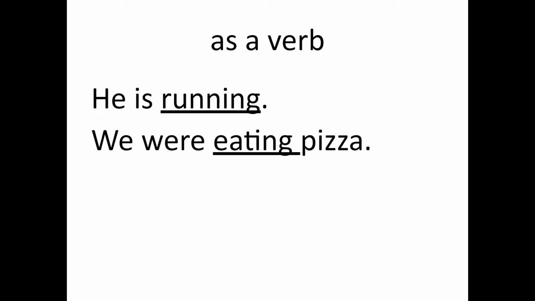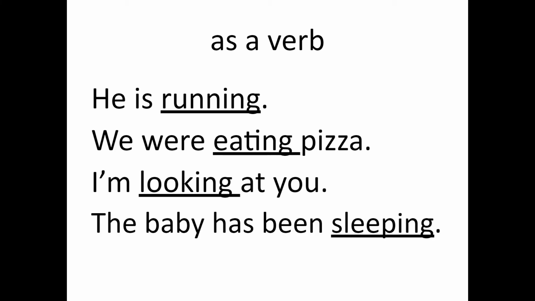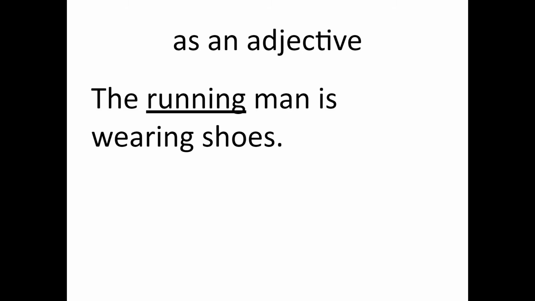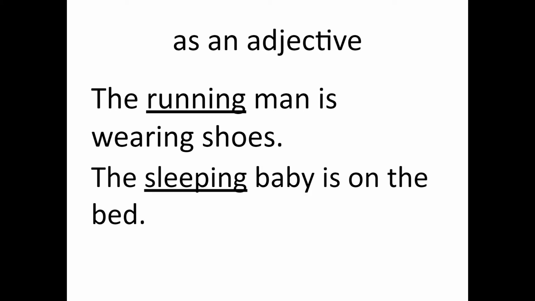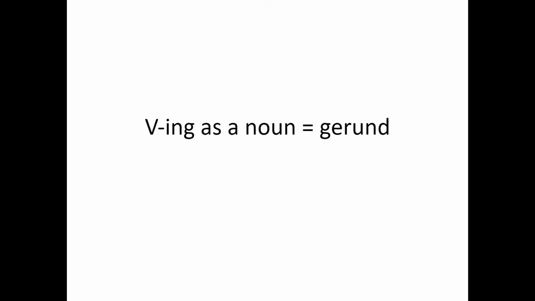Obviously, it can be used as a verb in one of the continuous forms. So he is running, we were eating pizza, I'm looking at you, or the baby has been sleeping. It can also be used as an adjective, sometimes what is called a participle adjective. For example, the running man is wearing shoes. Running describes man. Or the sleeping baby is on the bed. Sleeping describes baby. So neither of those are gerunds. A gerund is when the verb ing form is used as a noun.